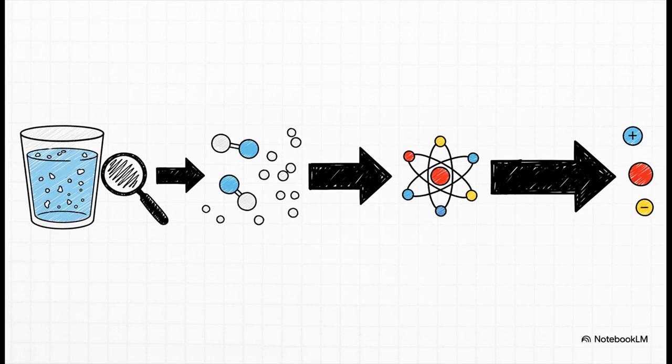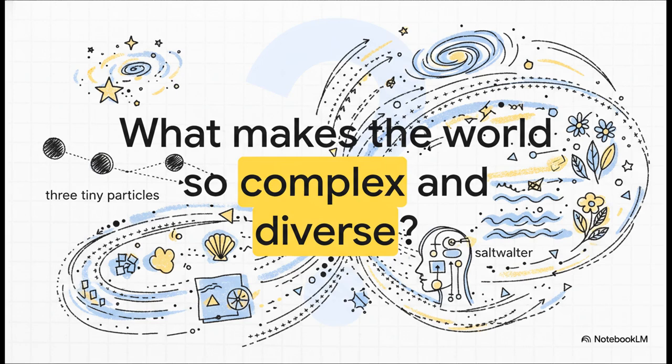What a trip, huh? We started with a simple glass of salt water, a mixture we see every day. And we zoomed in, past the molecules, past the atoms themselves, all the way down to just 3 fundamental little particles: protons, neutrons, and electrons. Which leaves us with a final, kind of mind-bending question. If the entire universe, from stars to salt water to you and me, is built from just 3 tiny particles arranged in different ways, how does a recipe that simple create all the infinite complexity and beauty we see all around us? That's a question worth thinking about.